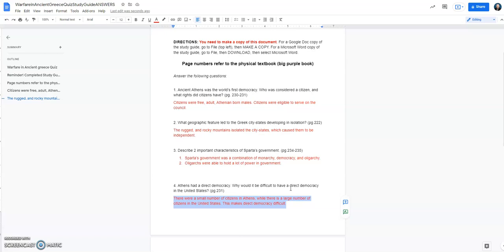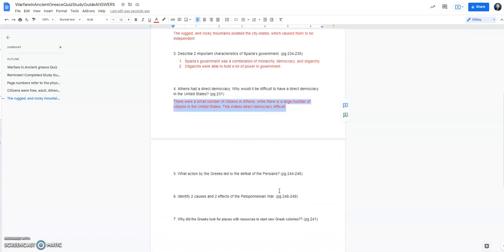It's hard to manage a direct democracy when you have that many people trying to contribute ideas, contribute laws, and vote on things. It makes it difficult. So it worked in Athens because there was a small number of people, and those small number of people could kind of contribute and debate and create new laws. When you have hundreds of millions of people trying to create new laws, it gets a little dicey.